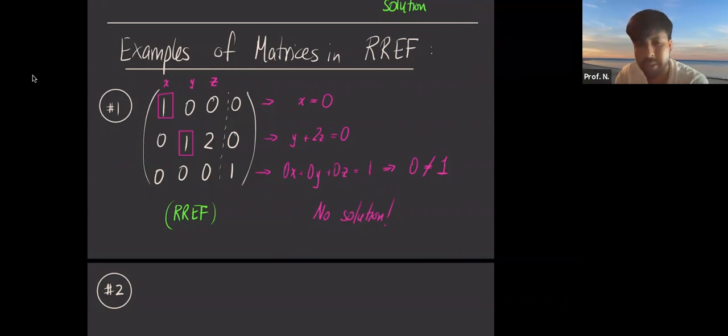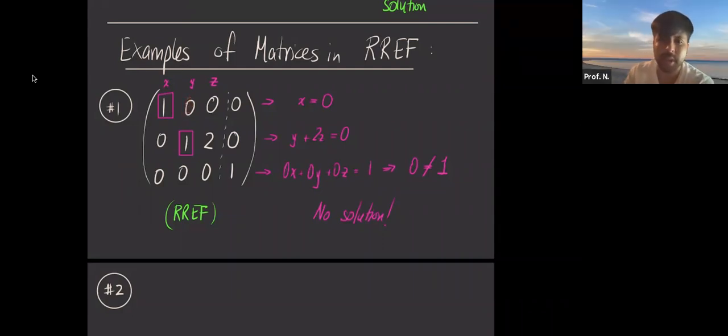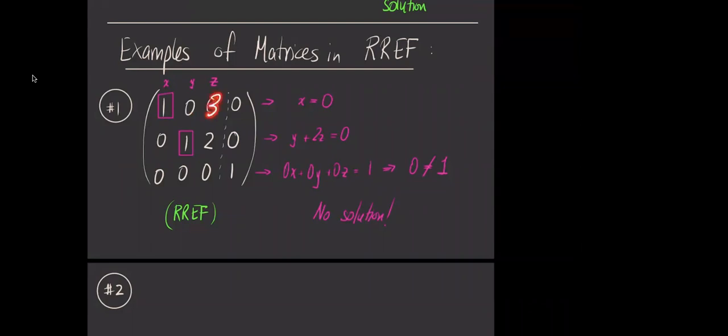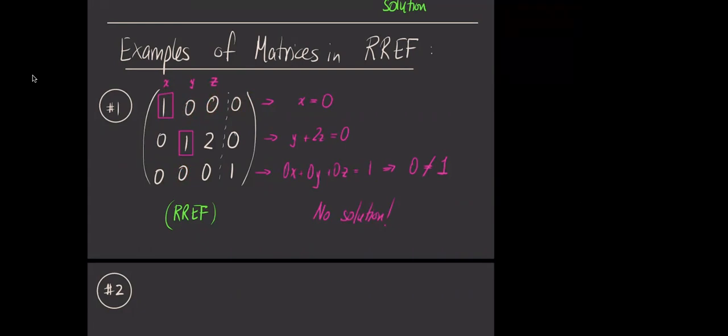That's why it's RREF. Oh, okay, I got it. So the moment this has a 3 or something, it's not RREF. Right. This could be a 3, this last one could be a 5. But the moment you have zeros above and below every leading one, then it's row reduced echelon form. Okay, I got it. Thank you.